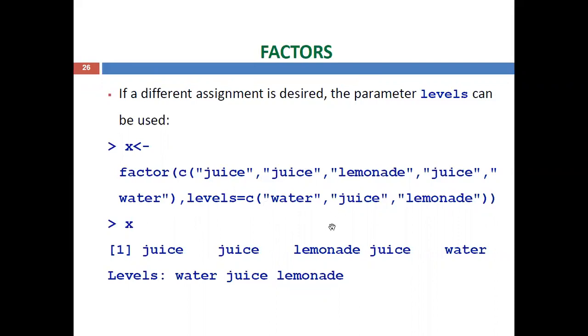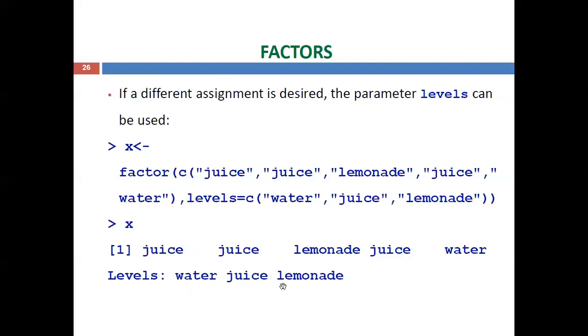So here, whatever the order they mention, in this order only, those can be labeled. Now here we use levels: first one is water, second one is juice, third one lemonade. The same values are displayed. Here you can see the output. The values which are available in c will be displayed in the same order: juice, juice, lemonade, juice, water. But the levels, whatever the levels you define, those levels only are displayed.